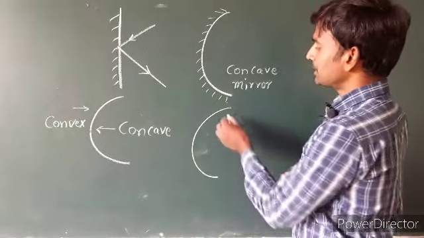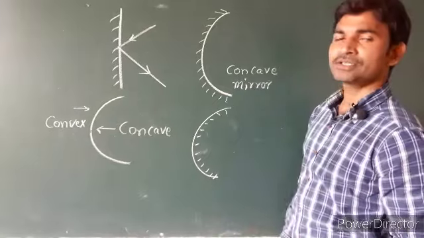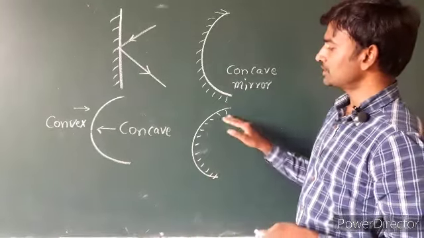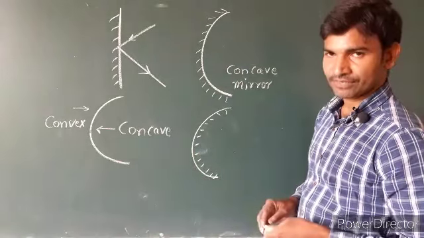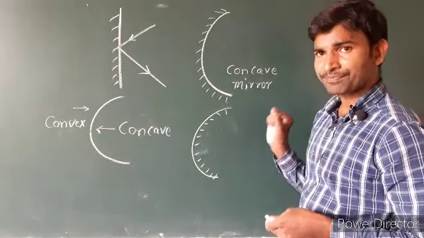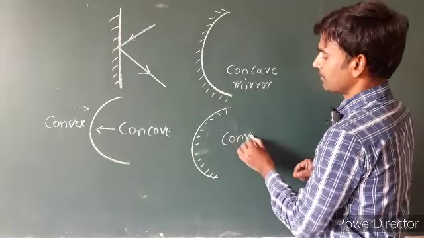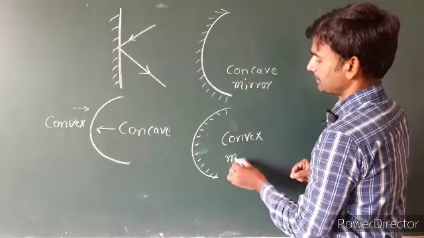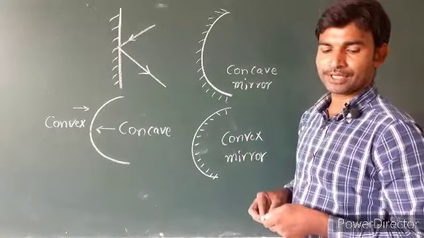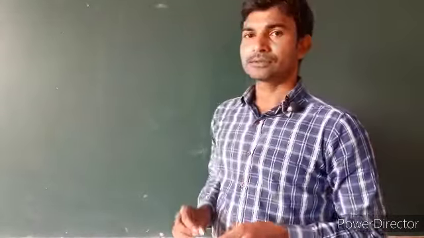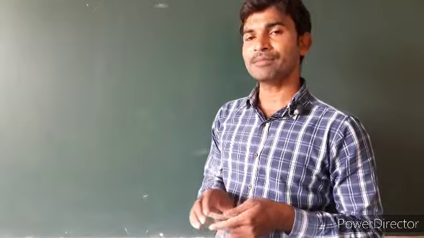Now if you want a convex mirror, it's very simple. This time we silver the concave surface, and only the convex surface is the reflecting surface. So now it is called a convex mirror. These concave and convex mirrors are also called spherical mirrors.